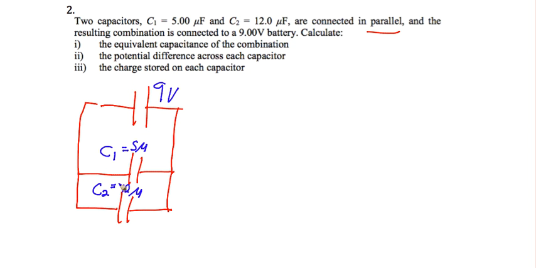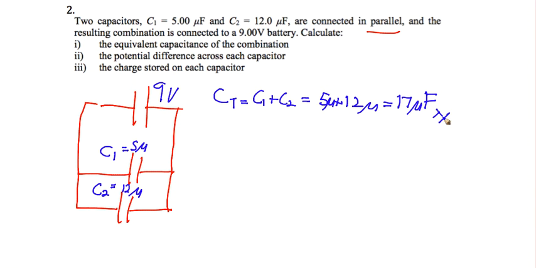You have C1 and C2 in a parallel circuit, meaning the equivalent or total capacitance is C1 plus C2. This is 5 microfarad plus 12 microfarad. So you have 17 microfarad. Right, this is number 1.